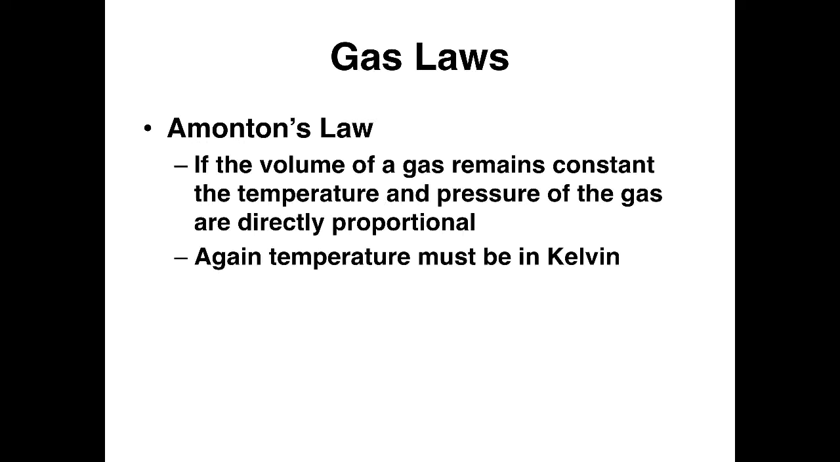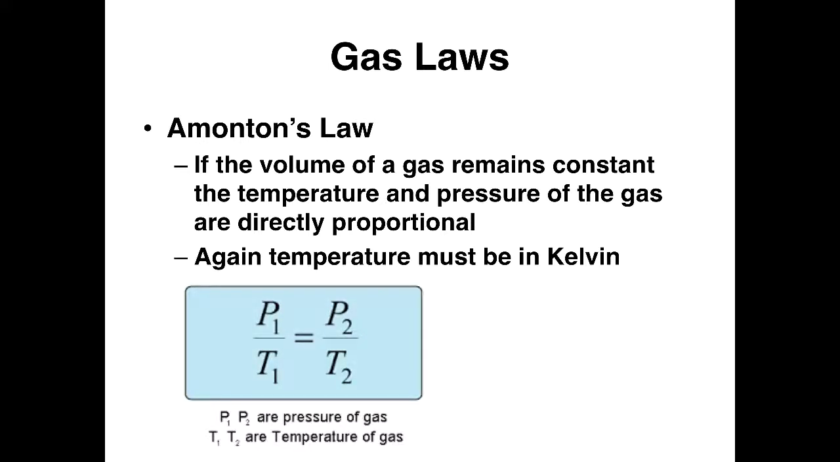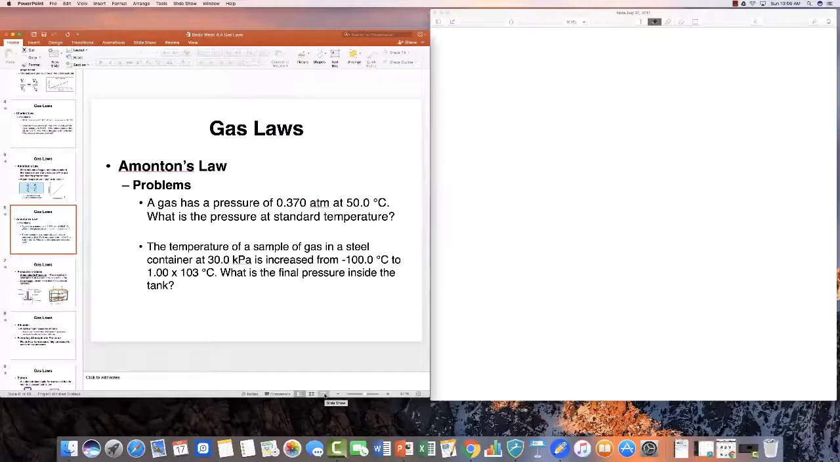And so the temperature has to be expressed in Kelvin. And the relationship is very similar to Charles' law, except you substitute pressure for volume. P1 over T1 is equal to P2 over T2. And again, you have a positively sloped line with the relationship of temperature and pressure.